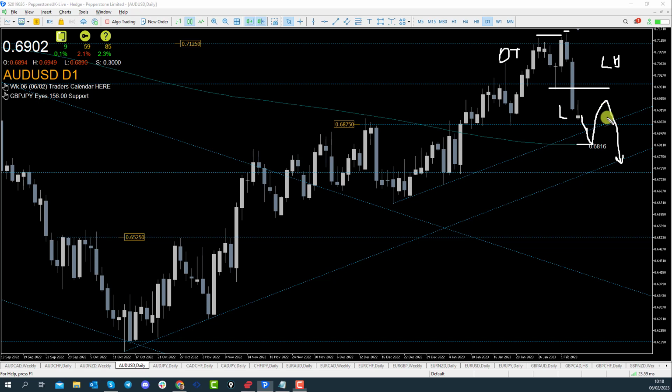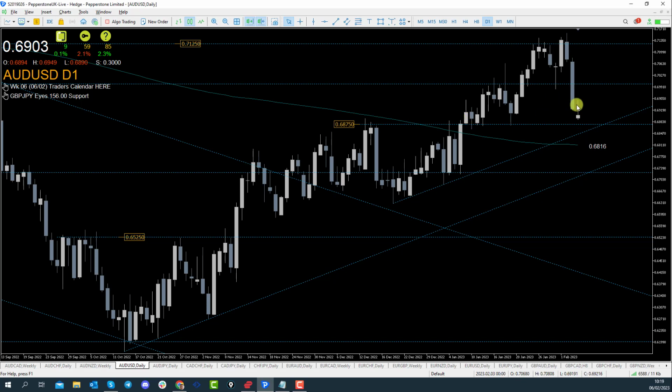So if this trend is going to continue, I'd expect a lower high to come in at some point. Will that be back at the 0.7 handle where this neckline is, or will price come short of that and then trade to the downside again? That's what I'm looking for here on Aussie against the US dollar at the moment.